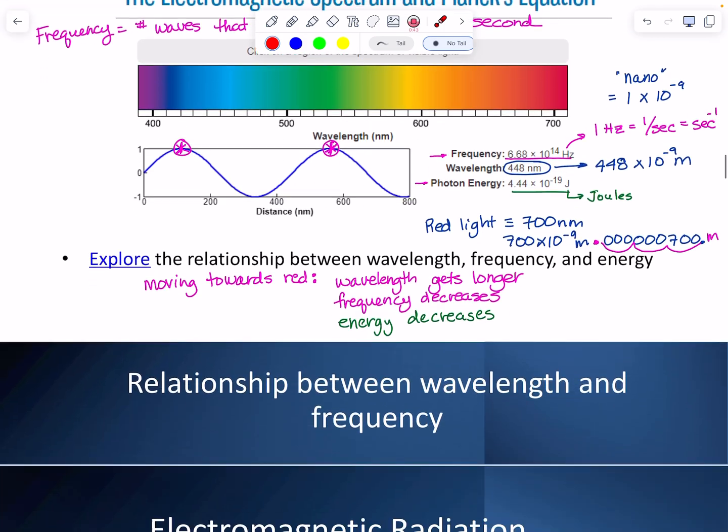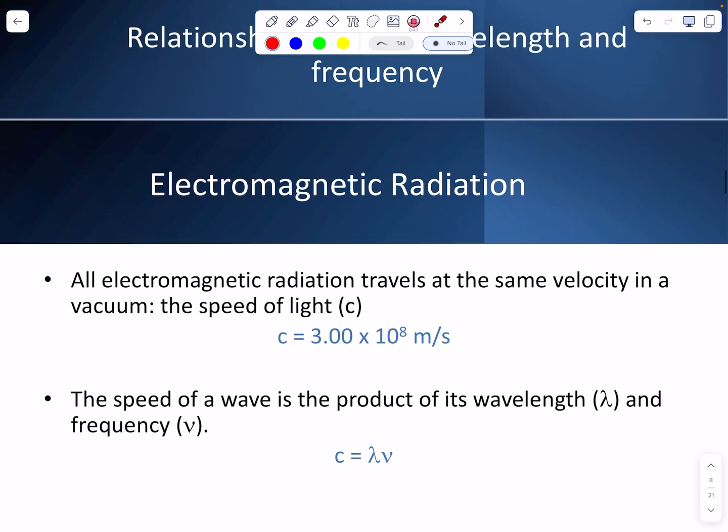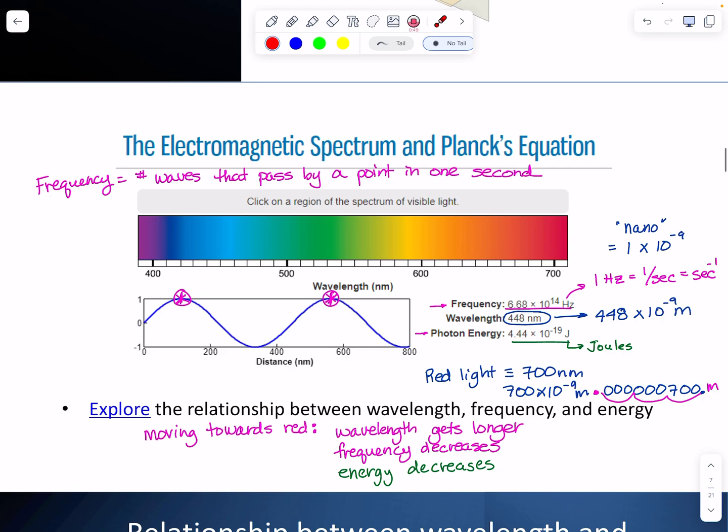All right, so again, we have this kind of direct, yeah. What does it mean by photon? So we're going to talk about that now.